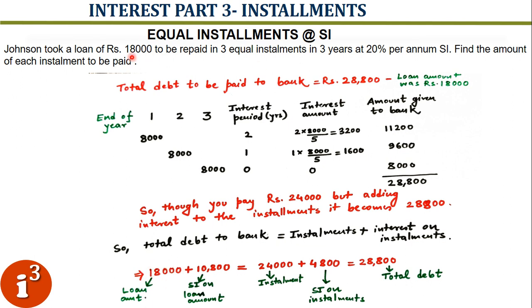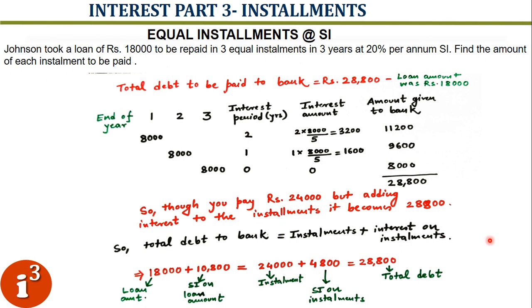So your loan amount was 18,000. This was the 10,800, the simple interest on the loan amount. Simple interest, that is P into 1 plus RT by 100. Okay, so this is simple. This generated 10,800. You paid installments of 24,000. These installments generated an interest of 4,800. Ultimately, both are the same. So this is the concept behind it.